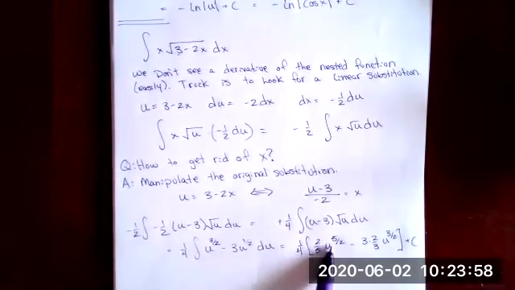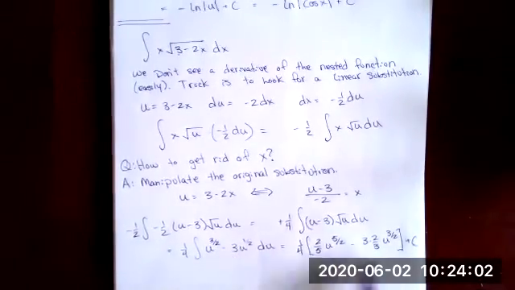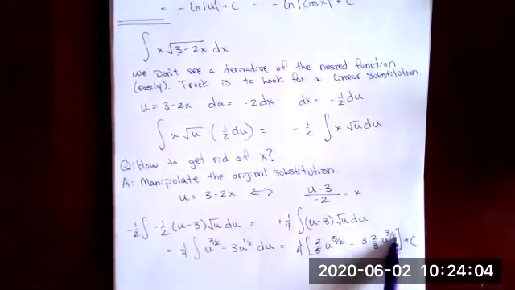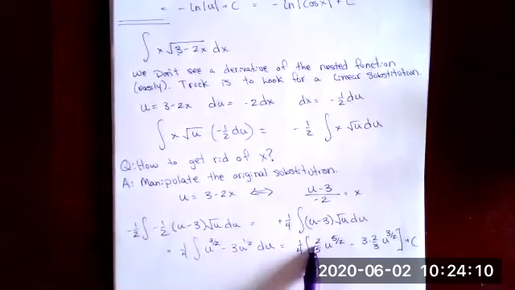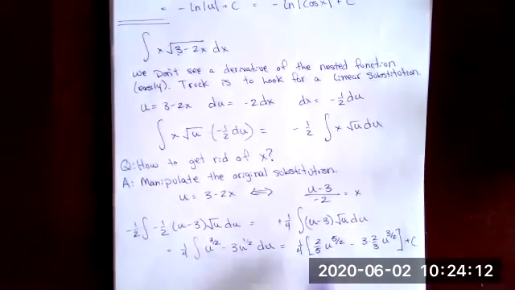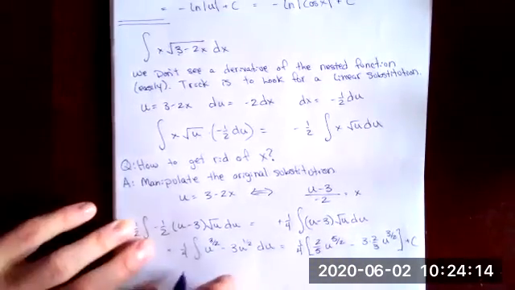So my powers, I'm just raising u to the 3/2, add 1 becomes 5/2, u to the 1/2, add 1 becomes 3/2, and then I like to just multiply by the reciprocal of those for my constants. And of course that 3 is still hanging out. Let's go ahead and simplify.